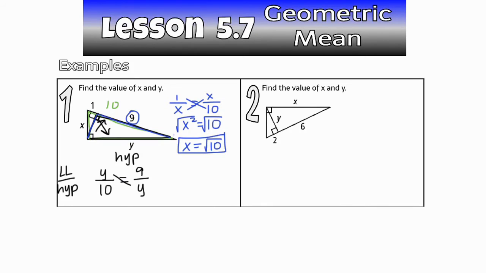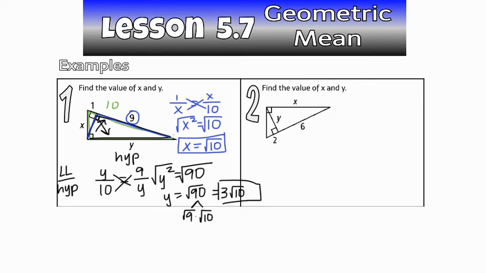Then I'm going to cross multiply, and so I'm going to get y squared is equal to 90, and then I'm going to take the square root of each side, and so y is equal to the square root of 90, which also simplifies to the square root of 9 times the square root of 10, which is equal to 3 square root of 10. So this is going to be y, 3 square root of 10. That's where those simplifying radicals come into play there.